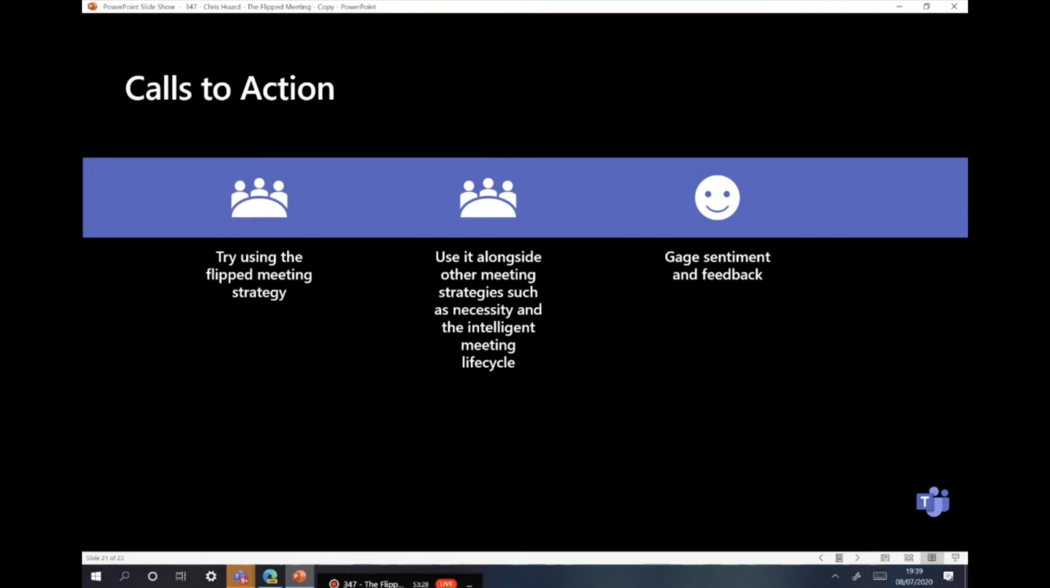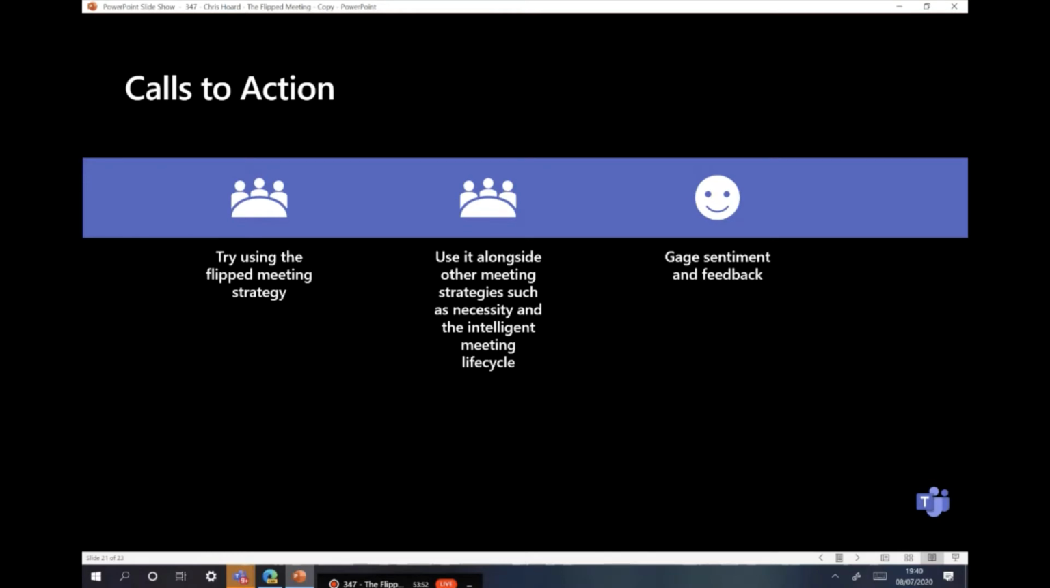Second, use it alongside other meeting strategies, such as this idea of necessity and the intelligent meeting lifecycle. Because having a strategy and flipping the meeting is good, but having that structure as the intelligent meeting lifecycle that Microsoft evangelizes to be used with Microsoft Teams is very, very impactful.